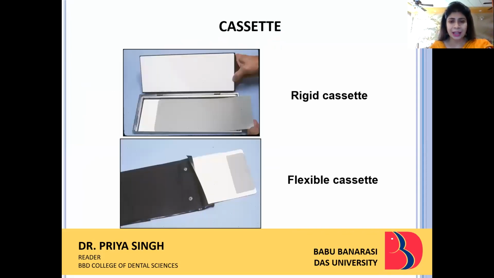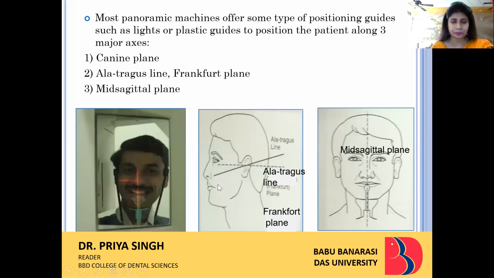So this is the cassette, which is available at present, a rigid cassette, but in a few of the older machines, it even has the flexible cassette. So we have seen in extraoral radiography that we utilize such films, such holders, to have your X-ray film, which already has an intensifying screen. That is why it's also given the name of screen films. As compared to the rigid cassette, it will be a flexible cassette.